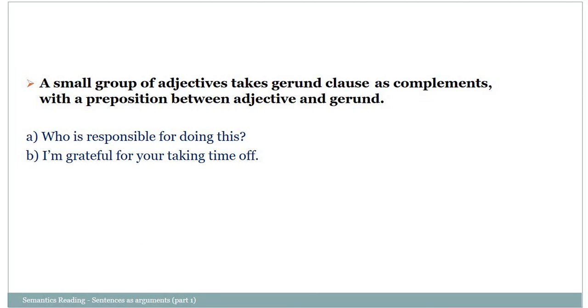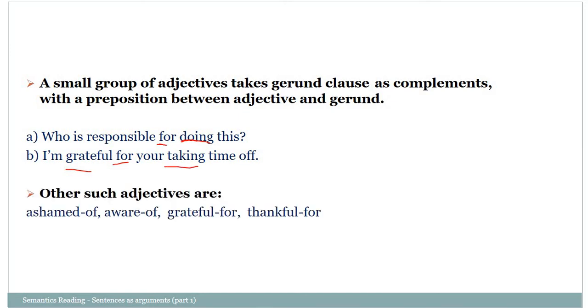A small group of adjectives also takes a gerund clause as a complement, with a preposition between the adjective and the gerund, like: who is responsible for doing this. I am grateful for your taking time off. These are examples of adjectives with prepositions taking gerund clauses. Other adjectives might be ashamed of, aware of, grateful for, thankful for, and many others.